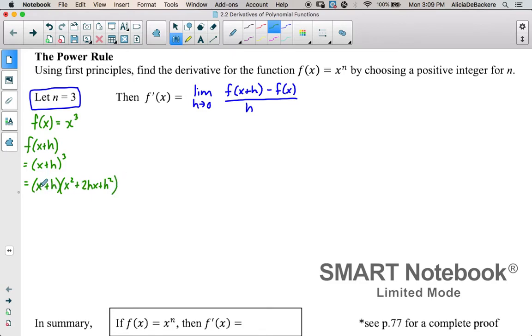And then you can multiply the third one in. So you'd have to multiply everything in the bracket by x, and then multiply everything in the bracket by h, and then you would collect your like terms.